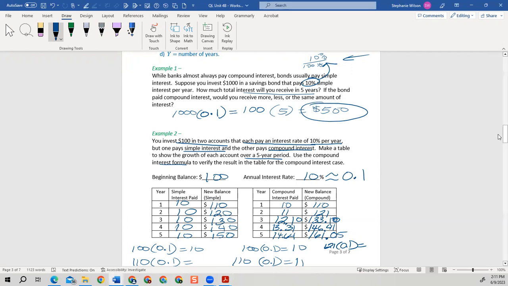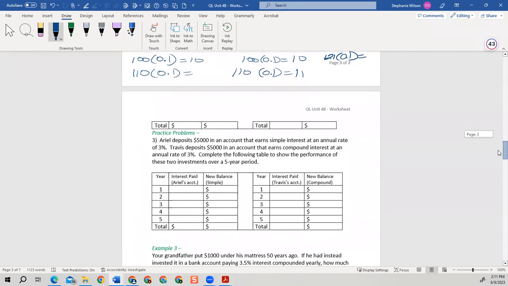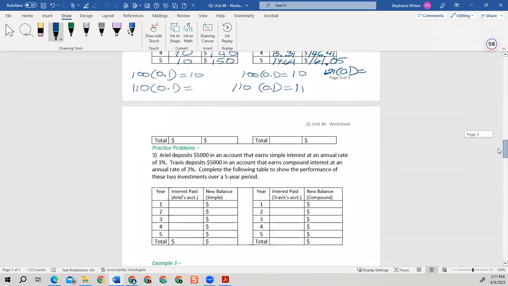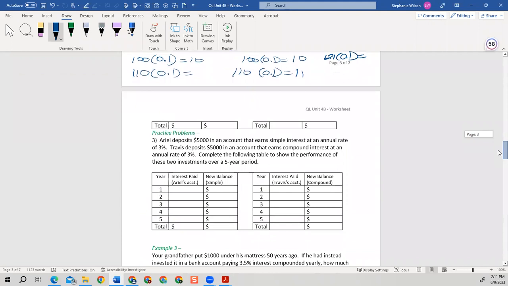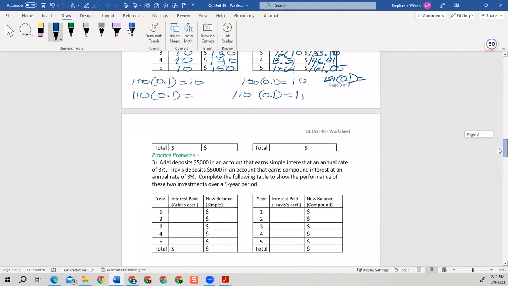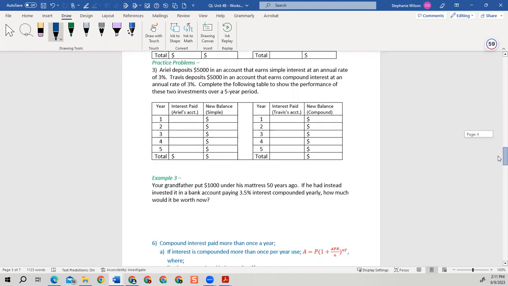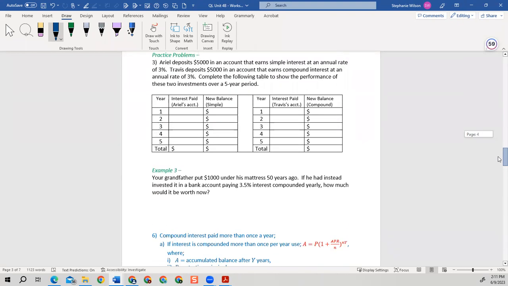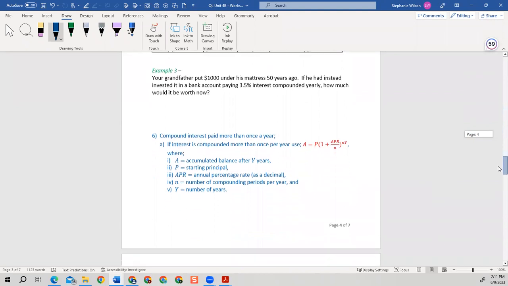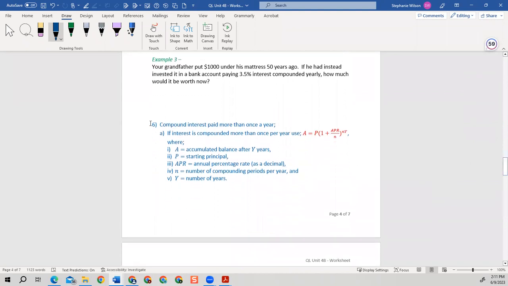Okay. So, oh, and there's my total box where you would have written the total. If we compared it, the compounded came out to be $11.05 more. I'm going to let you do this number 3 on your own and try it out. Reach out if you have any questions. And let's do this next one right here.